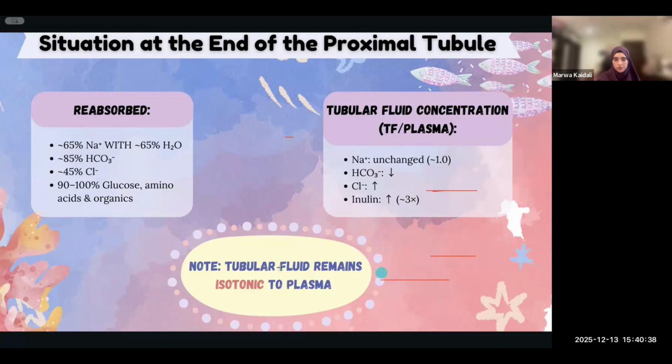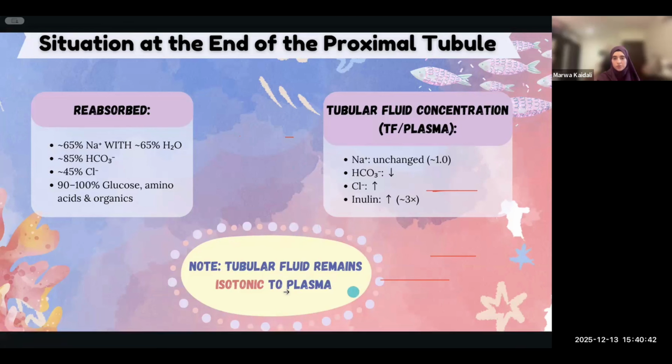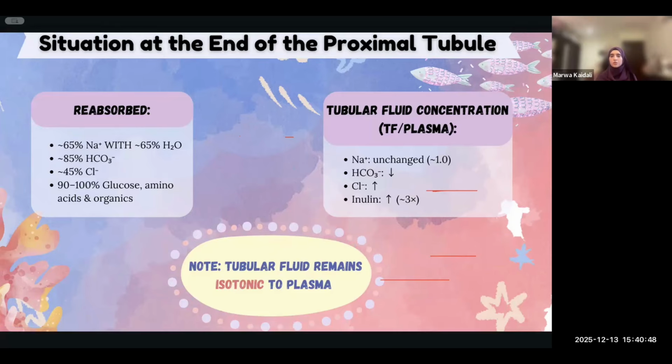Now, this is also very important. At the end of the proximal tubule, we're going to see the tubular fluid is going to be isotonic. And this is because of the water reabsorption that occurs over there. So we're going to have isotonic fluid. We're going to explain that more in the third lecture, but just remember that for now. Is everything clear?